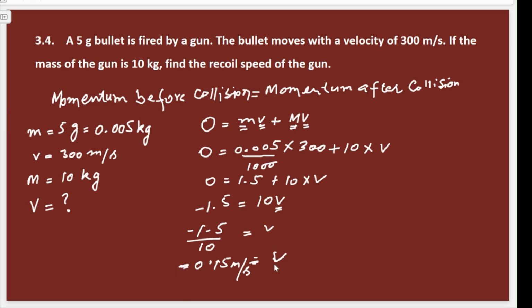Also, since this velocity of the gun is very small as compared to the velocity of the bullet, it means this is due to the larger mass of the gun.